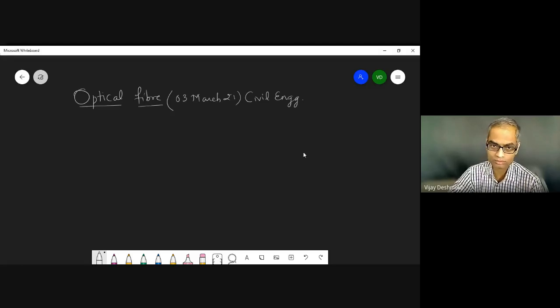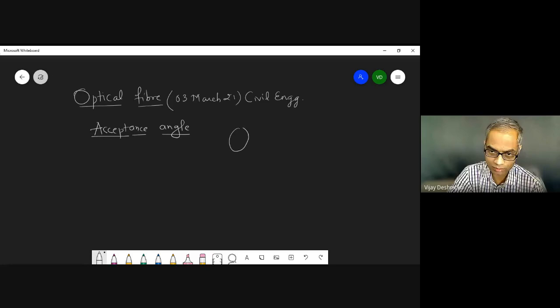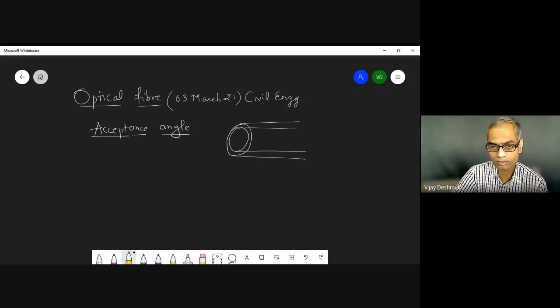We'll go for the optical fiber numericals. Okay. So last time, in the last lecture, we have seen the acceptance angle. That acceptance angle was the angle, if this is the optical fiber with core and clad, and we have this fiber like this, and then we have the normal here.